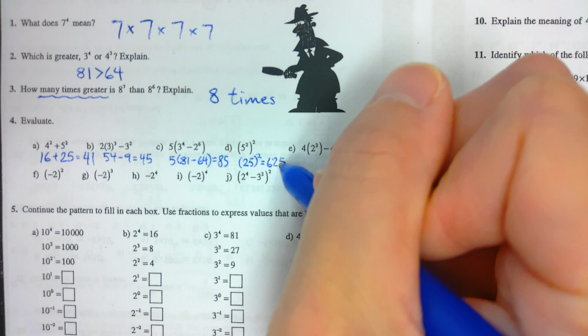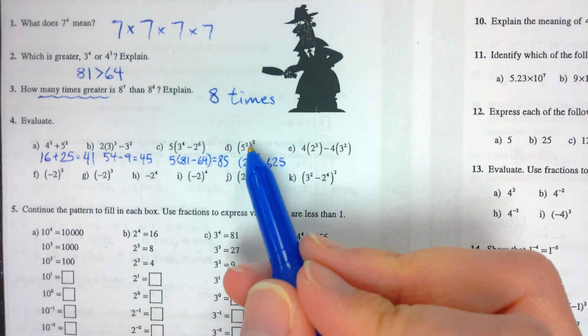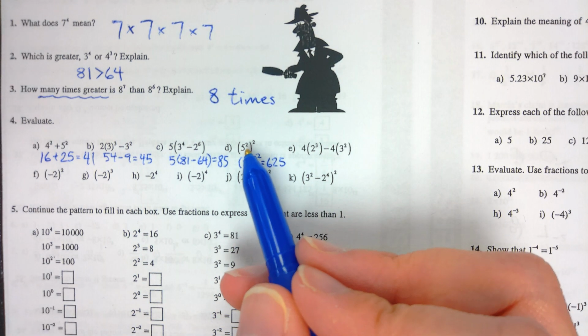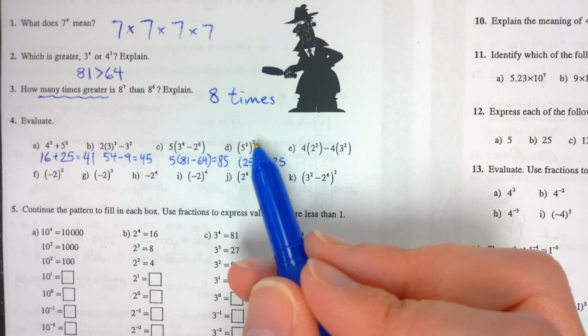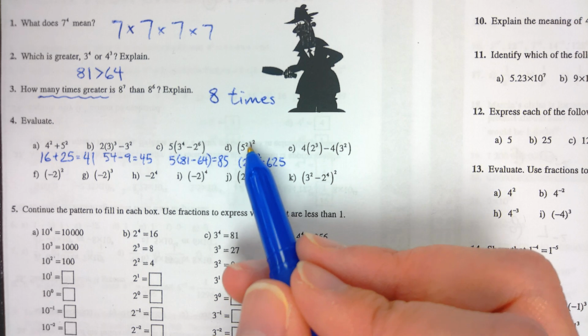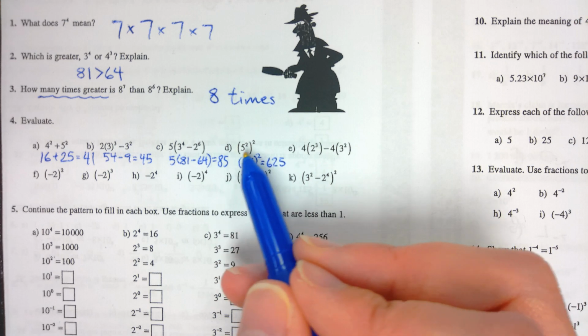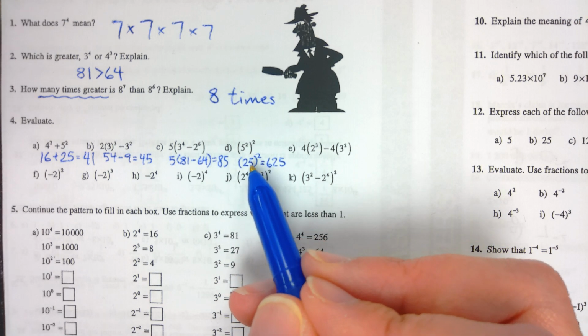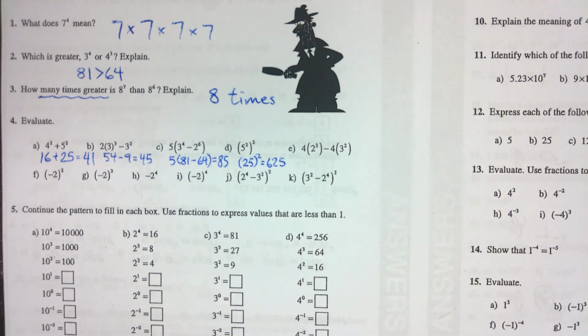Right. Okay, so this is a little tricky right here. Tomorrow we will apply the exponent rule, but for now, you know that you do brackets first. So inside the bracket, 5 squared is 25, and then the square, so 625. Okay.